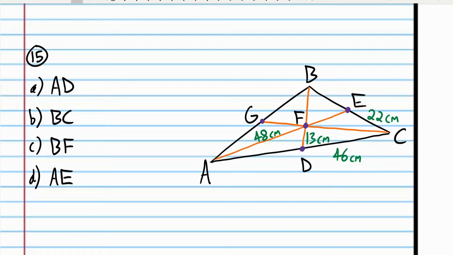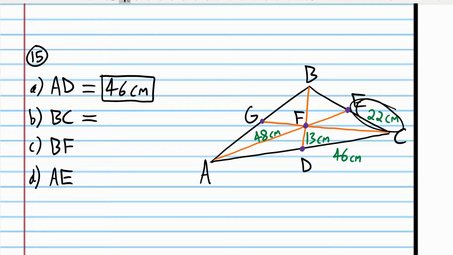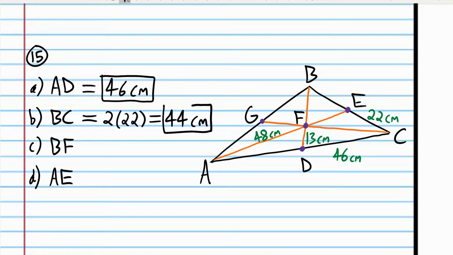All right, we're back. AD is 46 because this length is 46. That's just based on the definition of median. So AD is 46 centimeters. BC, this length is 22, and therefore by the definition of a median this length must be 22 also. So BC is 2 times 22, which is 44 centimeters. So we're just getting used to what medians are and what angle bisectors are and what perpendicular bisectors are and so on and so forth.